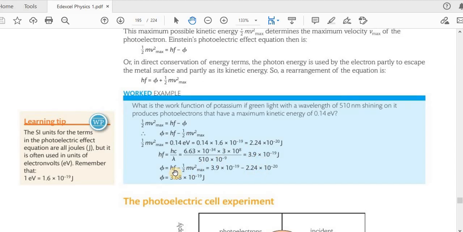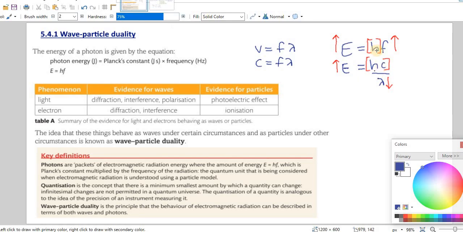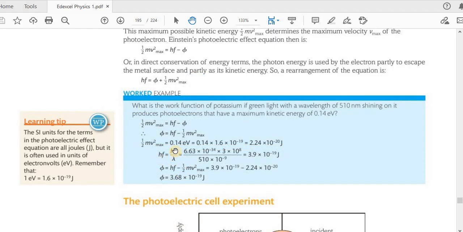Yeah, so here you can see this hf that I showed previously. That's why I showed you this also. hf you can write as hc over lambda. h is Planck's constant, c is the speed of light in vacuum, which is approximately the same as in air. Now this is the visible light range, so that means it is traveling at this speed.